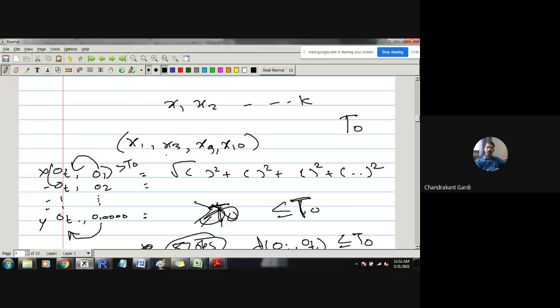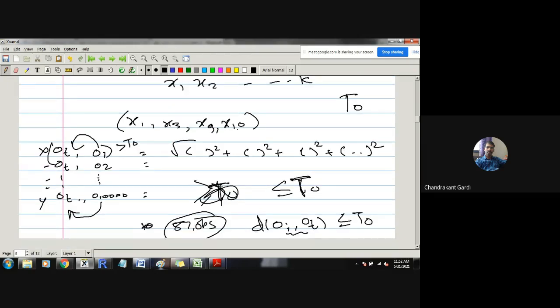Once we have calculated distances based on these four variables, there will be a pre-specified value, or based on the data we will specify the value of t naught. The differences which are less than t naught are the only ones of interest to us. The observations whose distances are greater than t naught will not be entertained further. Those observations will be removed, and we will focus only on those observations which have less than t naught distance from the test observation.